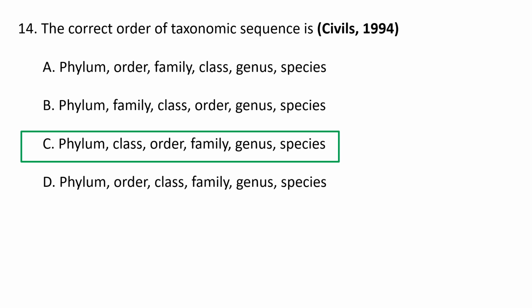So the correct hierarchical arrangement of the taxonomic categories is: first comes the phylum, next is class, next is order, next is family, next is genus, and next is species. So C is the correct answer.